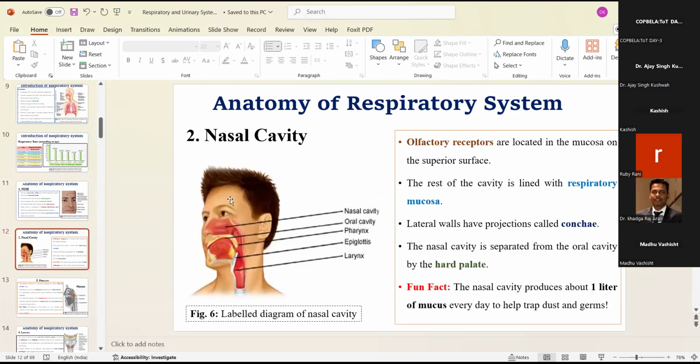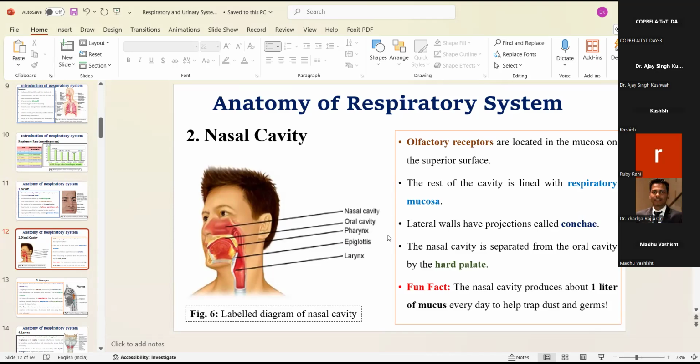You can see this is the structure of the nasal cavity. The nasal cavity and oral cavity are separated by the hard palate, and the nasal cavity consists of epithelial cells, which are responsible for trapping of foreign particles and dust. It also consists of the olfactory receptors for the detection of smell.